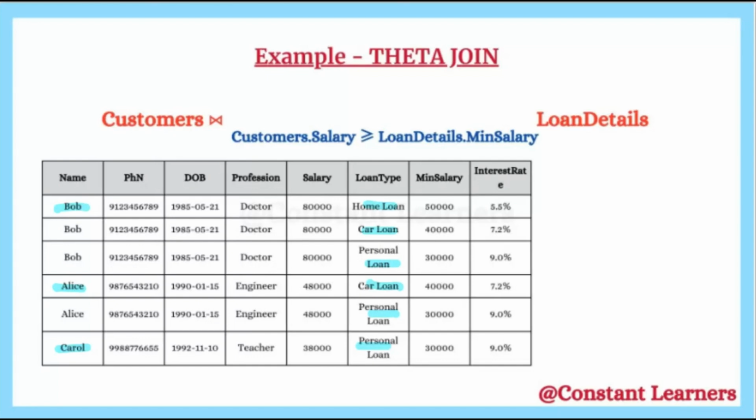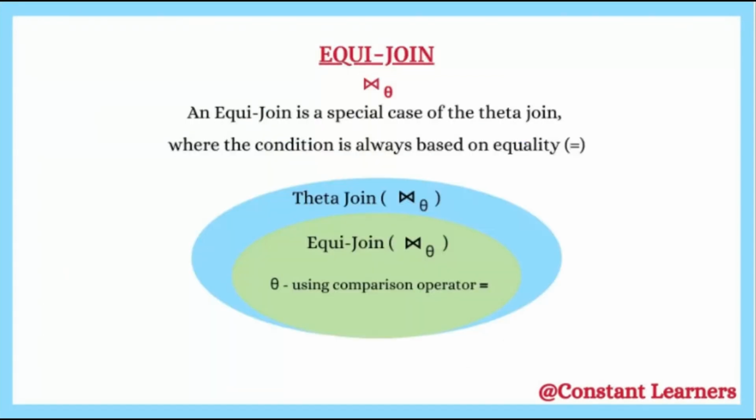Alright, I hope that theta join was clear. Next up is an equijoin. Equijoin is also denoted with the same symbol as theta join, that is join with a theta. But it is a special case of the theta join because the condition in this case is restricted to equality only. That is, the only conditional operator used in the predicate, that is theta, is equal to.